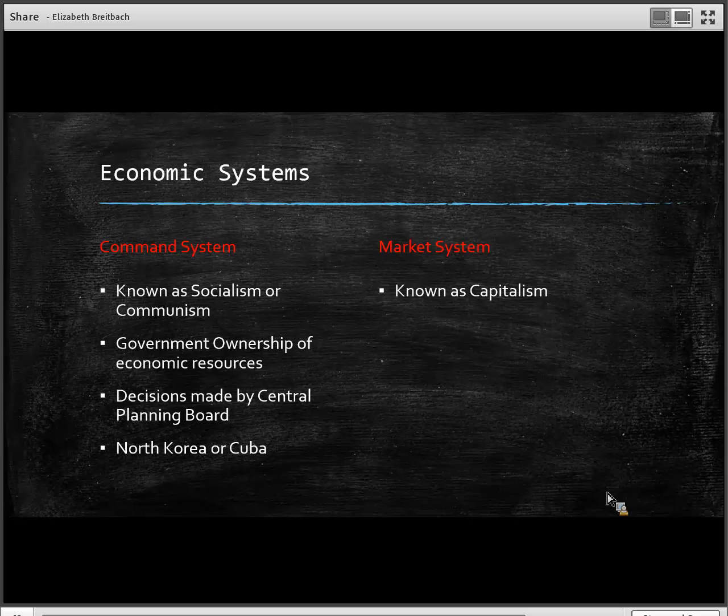Again, we often hear capitalism in terms of the United States. But again, the United States is not going to be a perfect market system. And we're going to talk a little bit about how we see this play out in the real world.